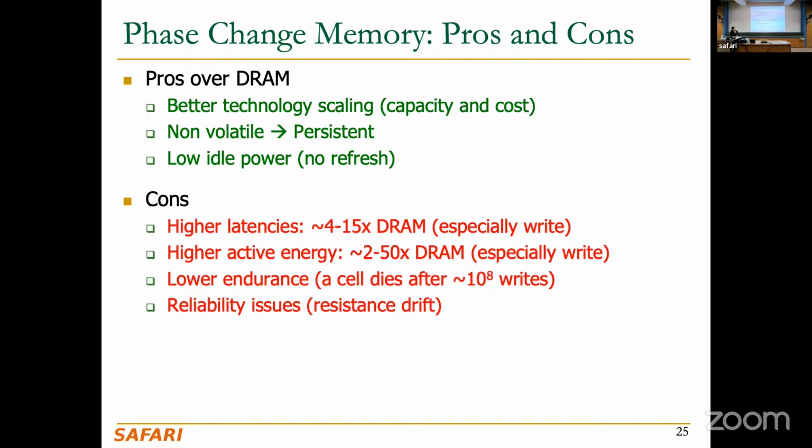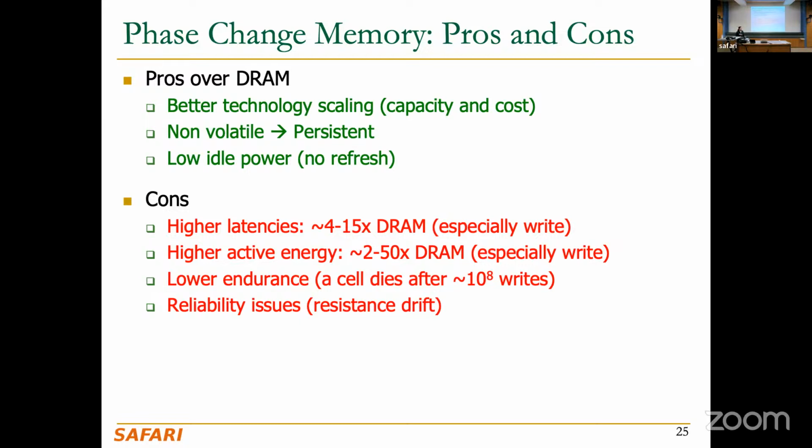And here is an overview of the pros of NVM, which is better technology scaling and provides some non-volatile ability, which means that you can store the data persistently inside the memory. We also have low idle power compared to DRAM; we don't need to do the refresh operation. And the downsides are that it has higher latency when you access the emergent NVM, especially for writes. There's also a higher active energy compared to DRAM, and the endurance is very low compared to DRAM.